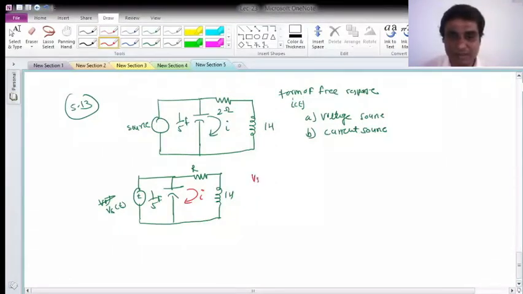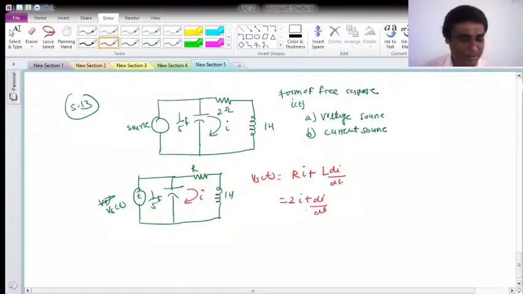So let me write the equation. Vs of t will be equal to Ri plus L di by dt, because the capacitor is ineffective, and this I can write as 2i plus di by dt. If I would like to find the free response, this has to be nullified, meaning it is 0. So what is it for i? The root will be p1 equal to -2.